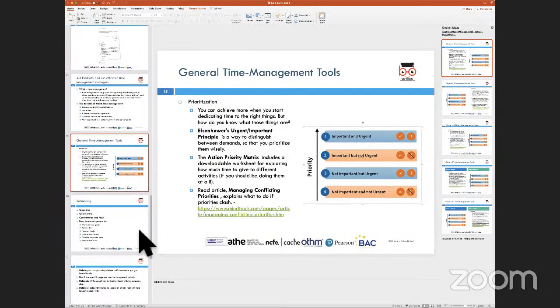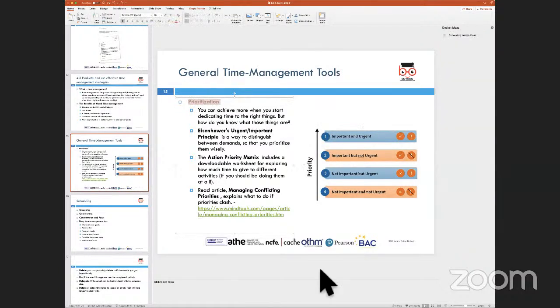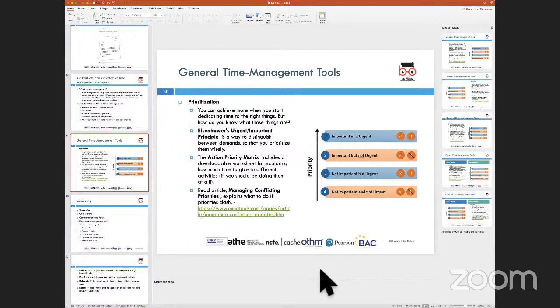Now, we've understood what time management is, we understood the benefits of it, and there are some theoretical models in terms of how we go about managing time. First of all, we look at prioritization, and within prioritization, we look at 3 different theoretical models: the Eisenhower urgent-important principle, the action priority matrix, and, to a certain extent, managing conflicting priorities.